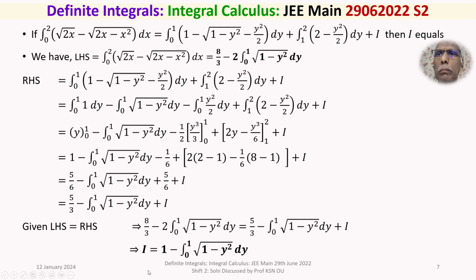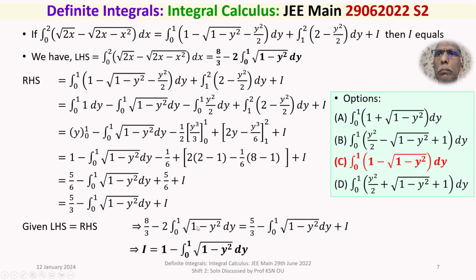So that's your answer. So let's look at our options. And our answer I is equal to 1 minus integral 0 to 1 under the square root of 1 minus y square dy appears against option C. Therefore, the answer to this question is option C.